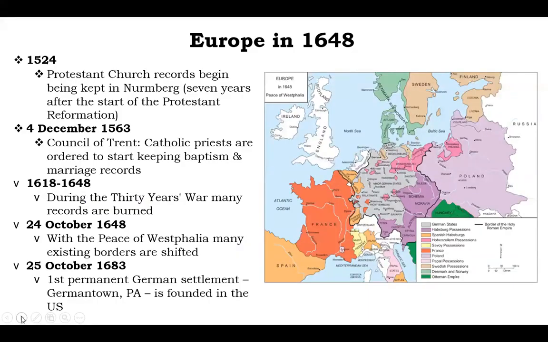Seven years after the start of the Protestant Reformation, on October 31st, 1517, Protestant churches begin keeping records. It will be 39 years before Catholic priests are ordered to do the same. Unfortunately, many records are subsequently burned during the Thirty Years' War. Further changes occur with that war's end as many borders are shifted. In the late 17th century, a group of German immigrants, mostly Mennonites seeking religious freedom, sailed to Pennsylvania and purchased land near Philadelphia, founding the first German settlement in the United States.